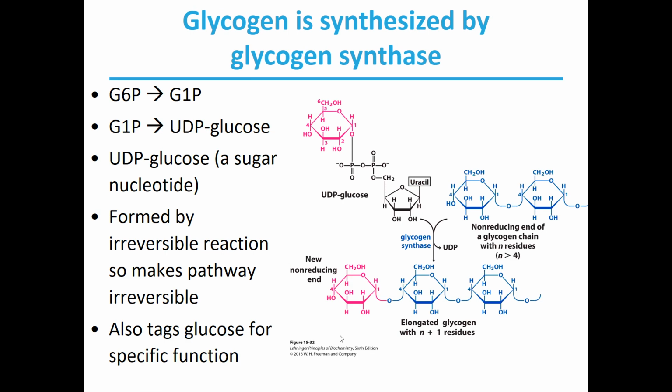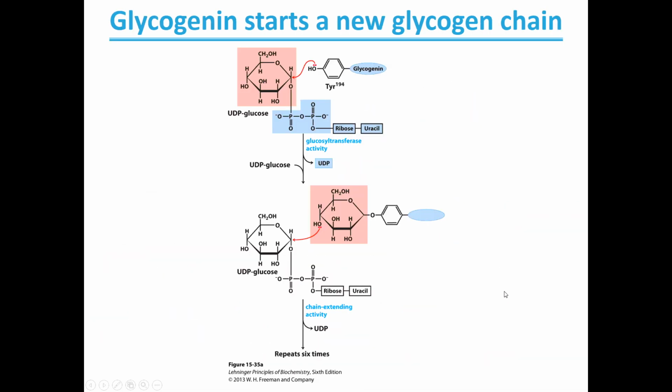So once we have our UDP-glucose, it is going to serve as our single glucose monomer that we can add one at a time to build our growing glycogen chain. The start of the glycogen chain is actually not a sugar. It's a small peptide known as glycogenin with an active tyrosine residue that serves as the initial hydroxyl area for the first UDP-glucose to bind.